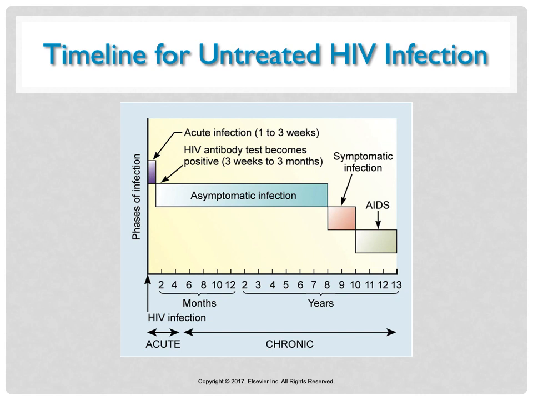So when we look at the timeline for untreated HIV infection, which is kind of similar to our peaks and valleys that look so much like our COVID flattening the curve things, what we see is that the acute infection occurs in weeks 1 to 3, and then the HIV antibody test becomes positive somewhere between 3 weeks to 3 months.